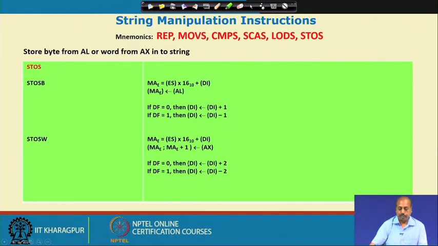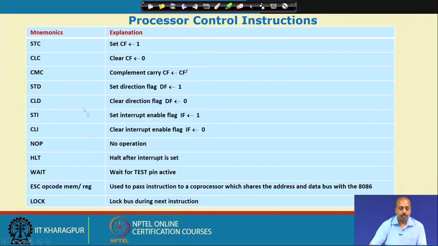Like in this instruction, you are telling that if DF equal to 0, then this will happen, or this will happen. So how to set the direction flag? That is given by the STD and CLD instructions. Then we have got STI and CLI regarding the interrupt flag, enable and disable. We also have the NOP instruction, just like in 8085.